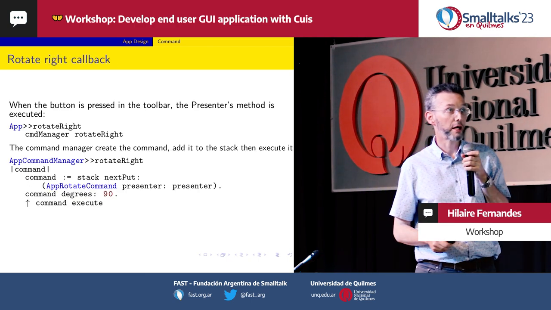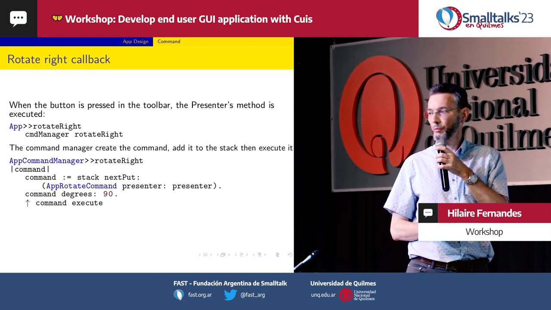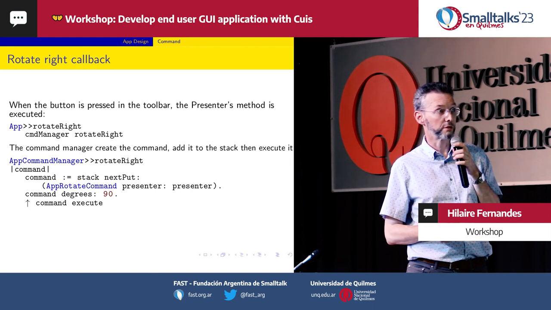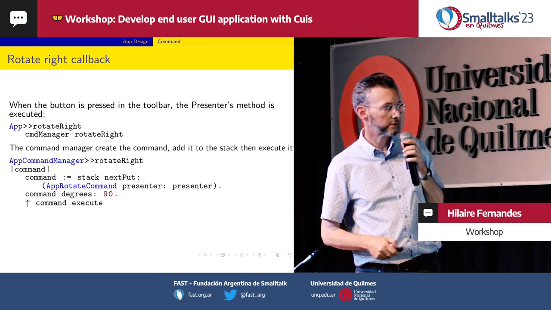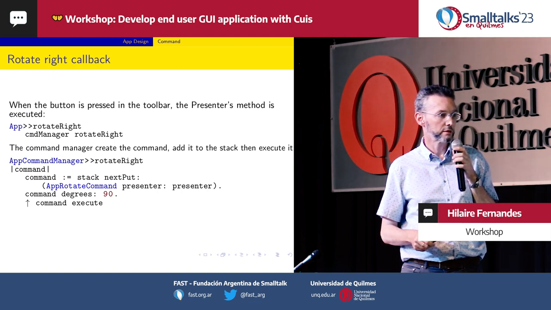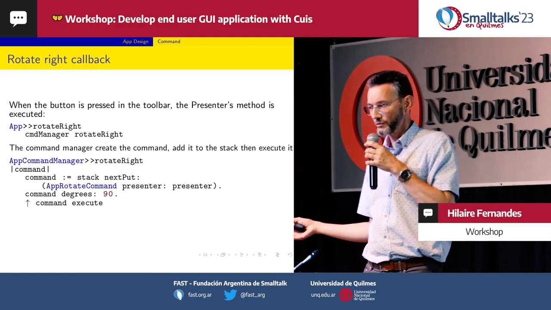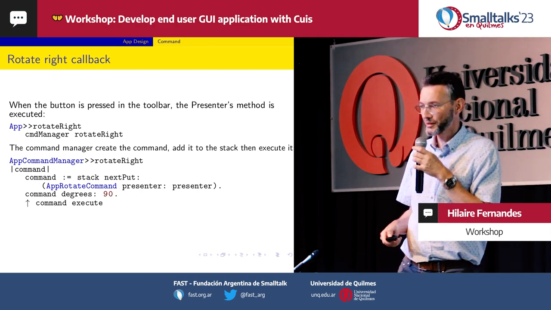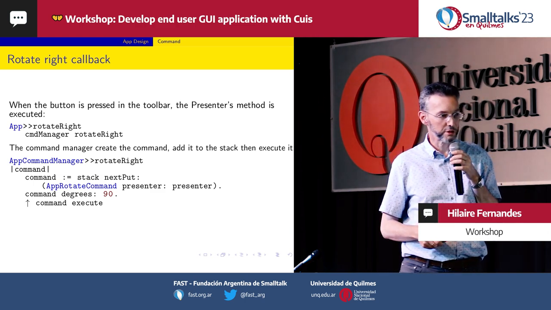So let's observe the rotate right callback. Here we have the presenter. Remember, the button will send the command to the presenter. So rotate right is defined in the presenter. What does it do? It asks the command manager: rotate right, I want a command to rotate right. So let's look at the rotate right in the command manager. Okay, it creates a new rotate command with some information, and adds it to the stack. Then it says it can rotate right or left, and right appears to be plus 90 degrees. It could have been minus, but it's plus. Then finally, because we want some effect, we execute it.